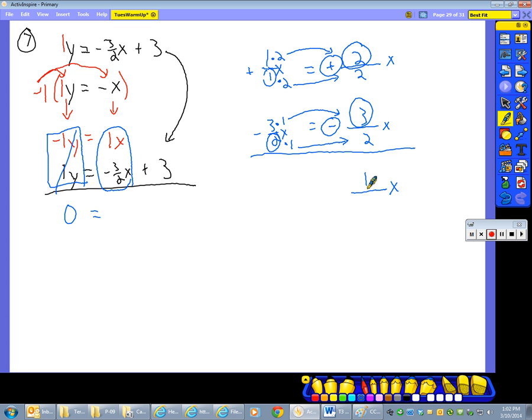Yeah, 3 minus 2 is 1. Good. And then my common denominator just stays common. It's going to stay as a 2. Now, here's the question. I want someone to raise their hand. Should this be a positive 1/2 x or a negative 1/2 x?